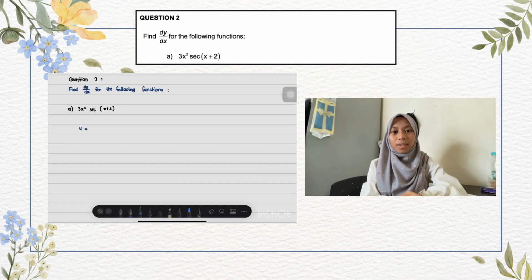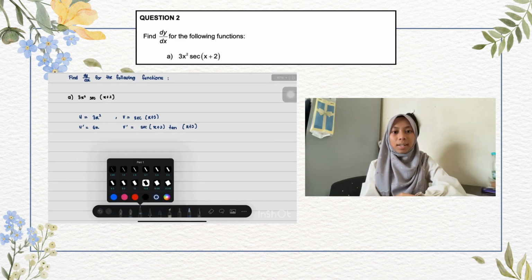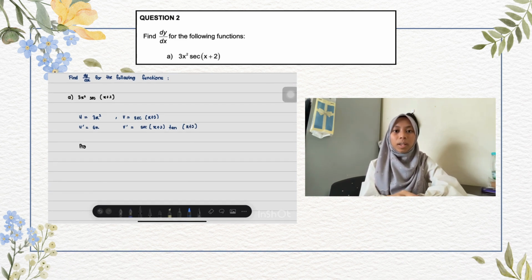Question 2 asks us to find dy/dx for the following function. For question A, we have 3x squared secant x plus 2. When we let u, we will get 3x squared, and then we need to differentiate the u, and then we will get 6x. We will let v as secant x plus 2, and then we need to differentiate v, we will get secant x plus 2 tan x plus 2.